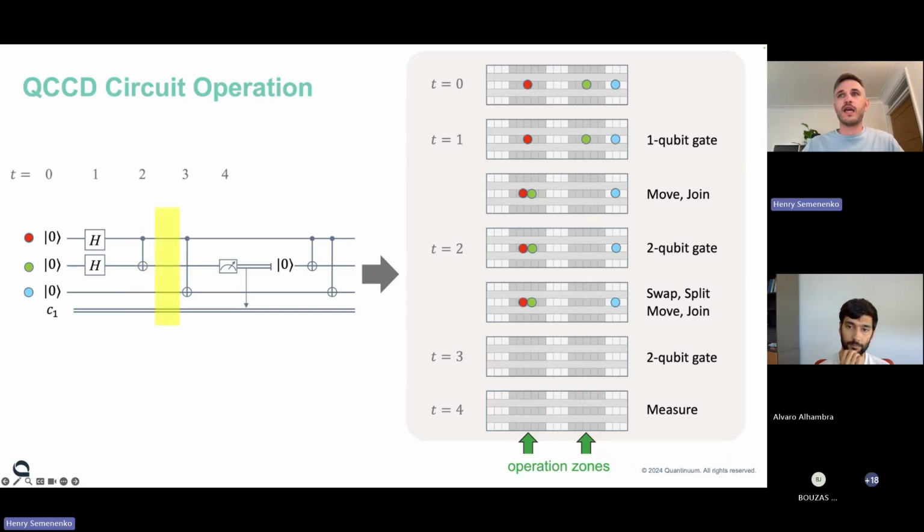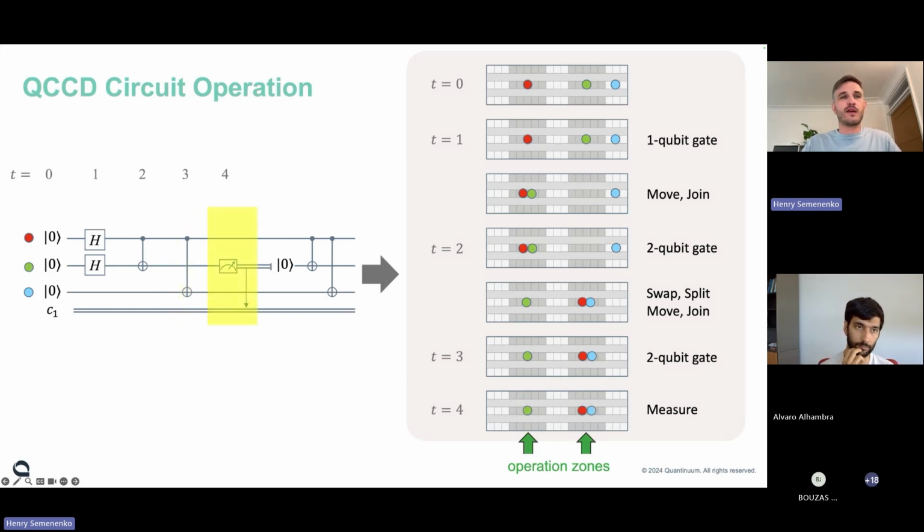And then finally, before this next round of 2 qubit operations, we now need to do a rearrangement of our ions. And so we want to make sure that the red and the blue one are in the same gating zone. And so we need to swap the red and the green and then combine the red and the blue. And this allows us to then perform our second 2 qubit gate, while leaving the green qubit unaffected by this operation.